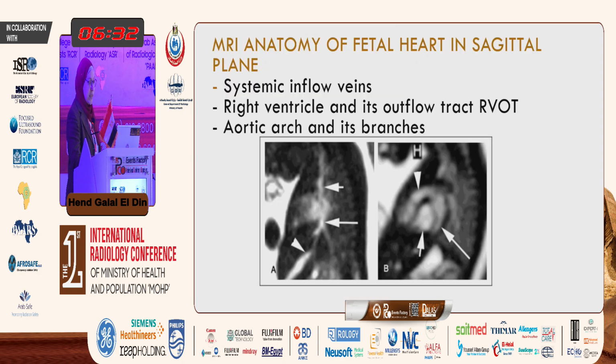MRI anatomy in the sagittal plane: we can see the systemic inflow veins, the superior vena cava and inferior vena cava, which is called the bicaval view, the right ventricle and its outflow tract, the outlet of the main pulmonary artery, and the aortic arch and its branches.